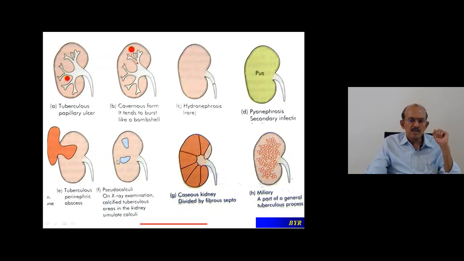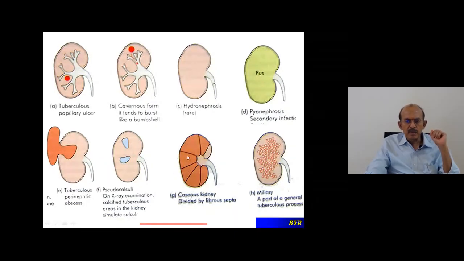If the host resistance is good, the tuberculous infection heals, or the degenerated caseous material undergoes calcification. If you take an X-ray, this calcification looks like calculi in the kidney. Though they are not calculi, they are calcifications, they appear like that. So they are described as pseudocalculi.